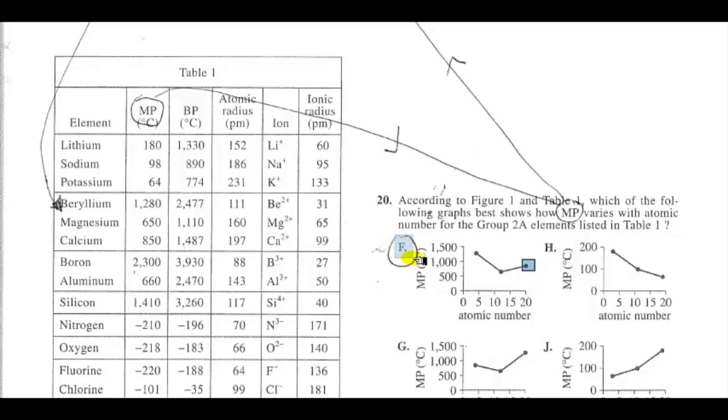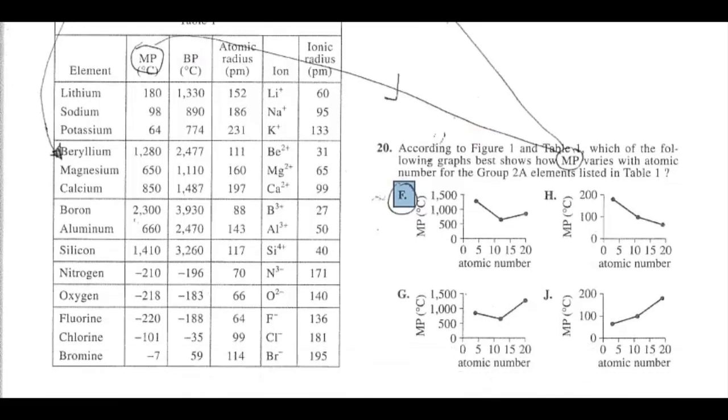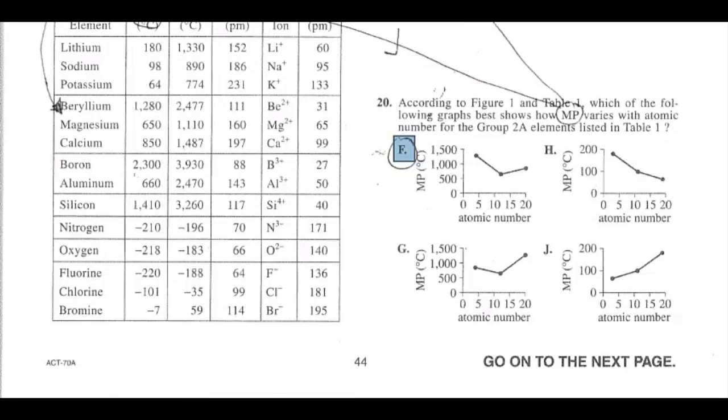F is the correct answer. You just have to combine results from both Figure 1 and Table 1. If you look at the rest of the answer choices, you see they're just flat out wrong when you do the same exact process. F for 20.